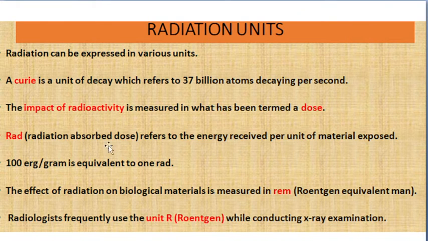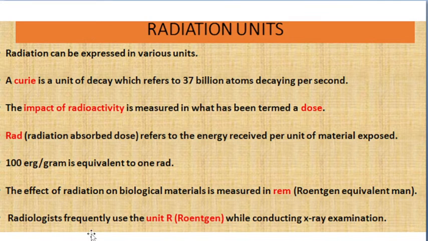Then the impact of radioactivity is measured in what has been termed as dose. Rad means radiation absorbed dose. It refers to the energy received per unit of material exposed, and 100 erg per gram is equivalent to 1 rad. The effect of radiation on biological material is measured in rem. Rem means Roentgen equivalent man.